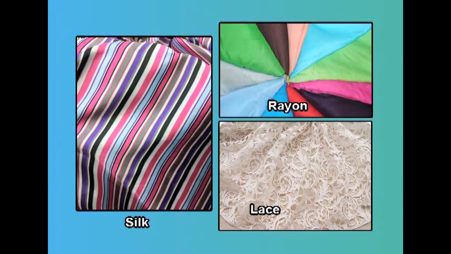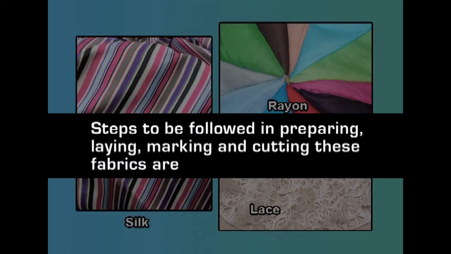Coming to the next fabric: silk, rayon and laced fabric. These fabrics are very thin, slippery and delicate. Great care is required in marking and cutting these fabrics. Steps to be followed in preparing, laying, marking and cutting these fabrics are: pre-shrinking is not required for these fabrics. They can be used directly as purchased from the shops. To straighten the fabric, lay it on a table and pull in the crosswise direction.